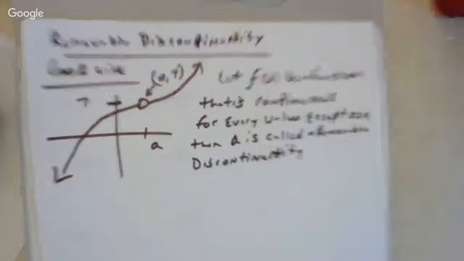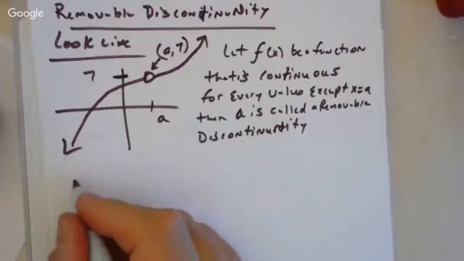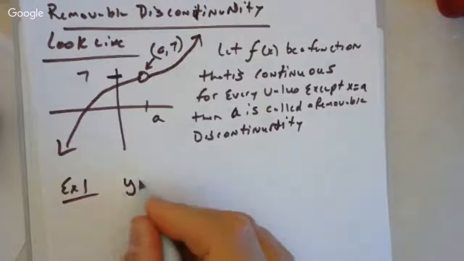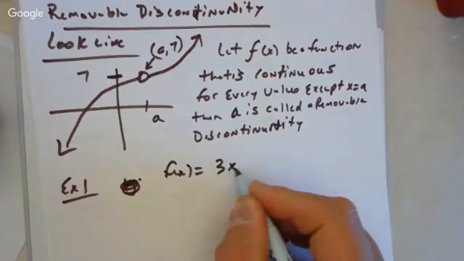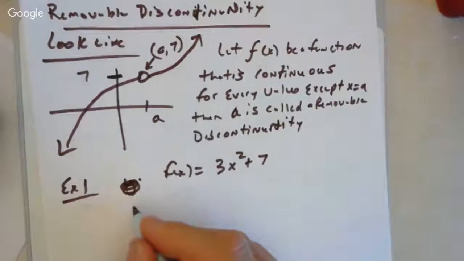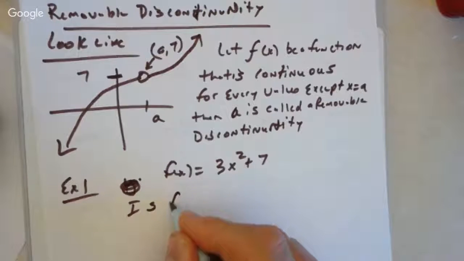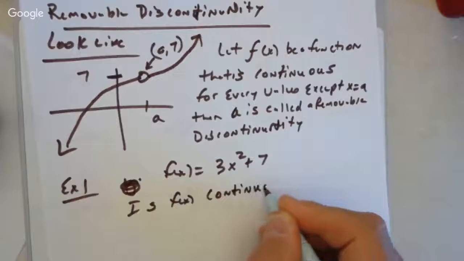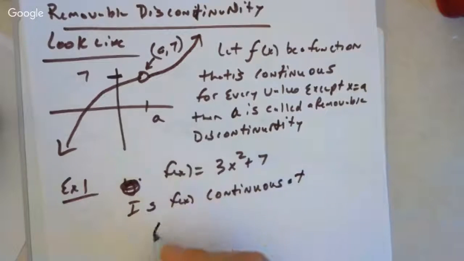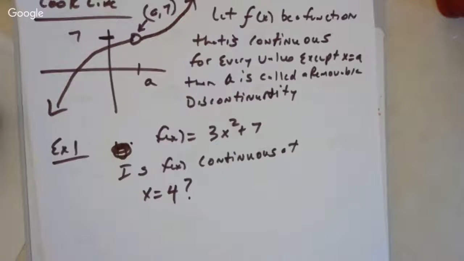All right, let's take a look at an easy one first. Example number one. Let's look at the function f of x equals 3x squared plus 7. The question is, is f of x continuous at x equals 4? That's going to involve those rigorous definitions we gave over the last couple days.